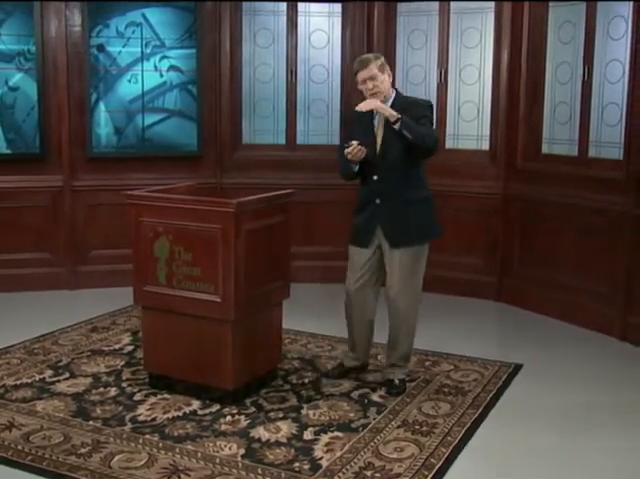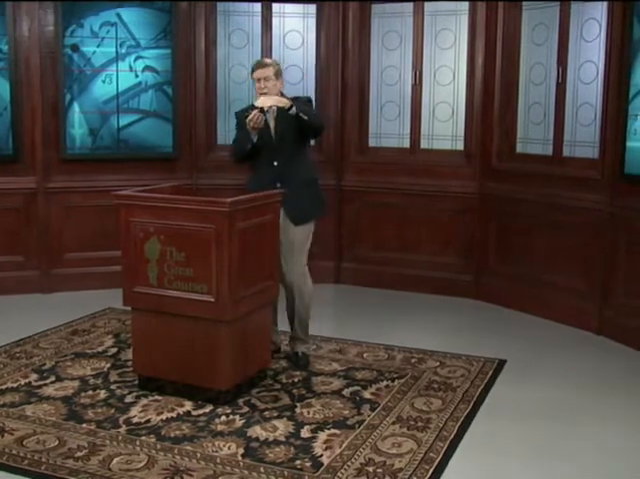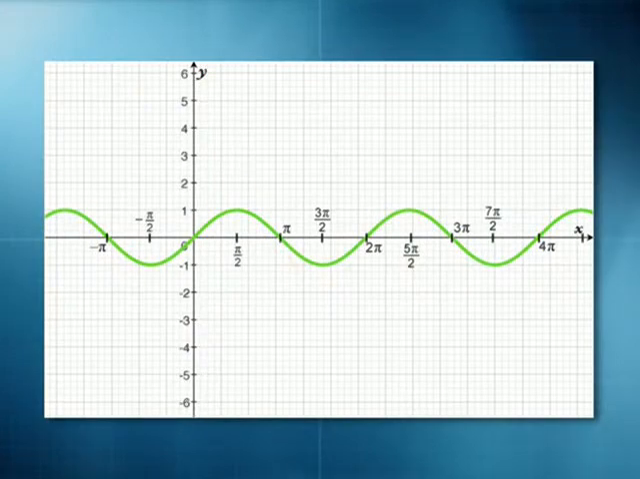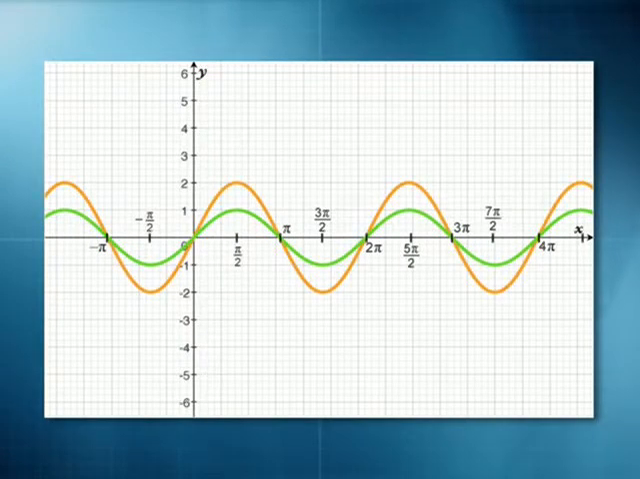So all we're doing is changing what we call the amplitude of the curve. Instead of going between -1 and 1, it will now go between -2 and 2. So let's graph it on, say, the interval -4 pi to 4 pi. Here's what the picture would look like.